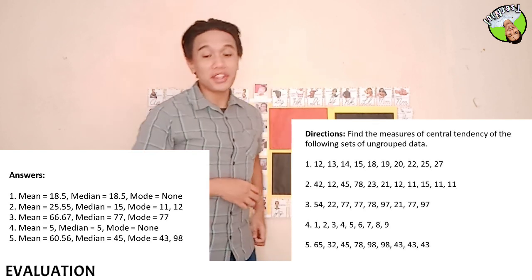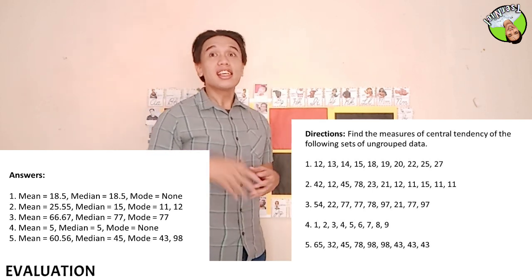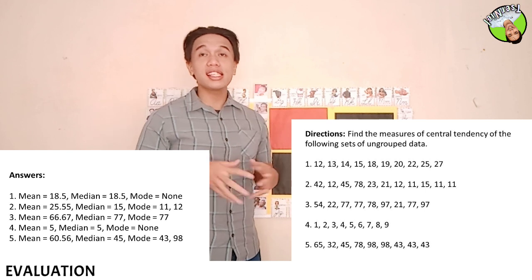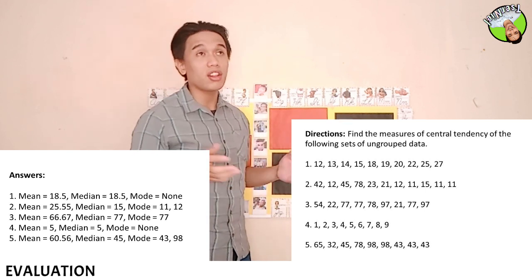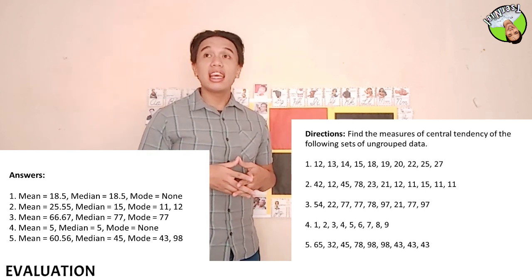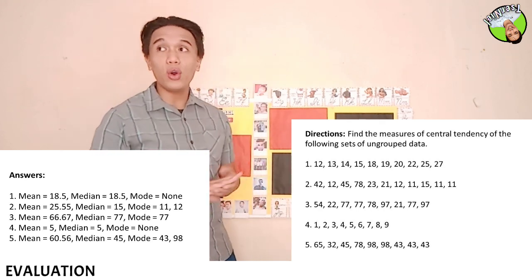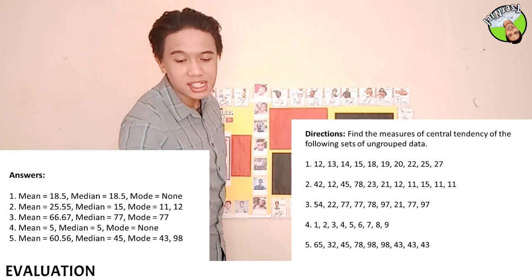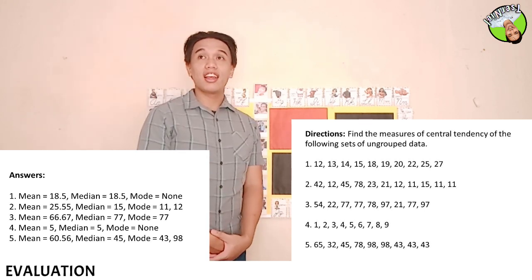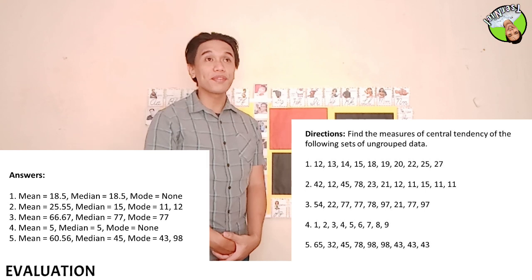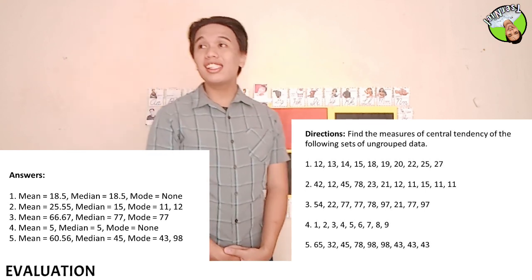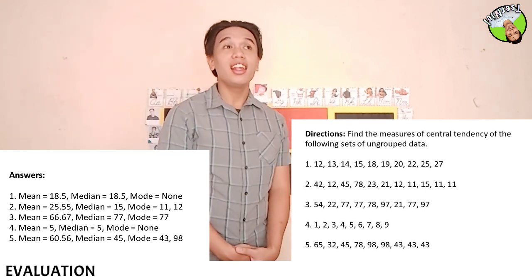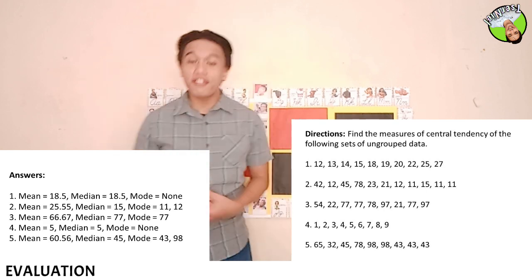Let us proceed with number 3. What is the mean for number 3? 66 and 67 hundredths. What about the median? It is 77. What is the mode? 77 as well. How about number 4? What is the mean? 5. What is the median? 5. What is the mode? None.